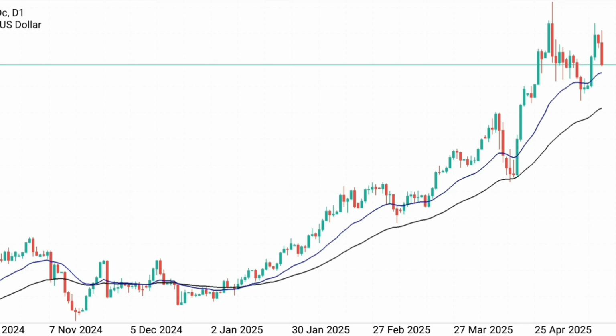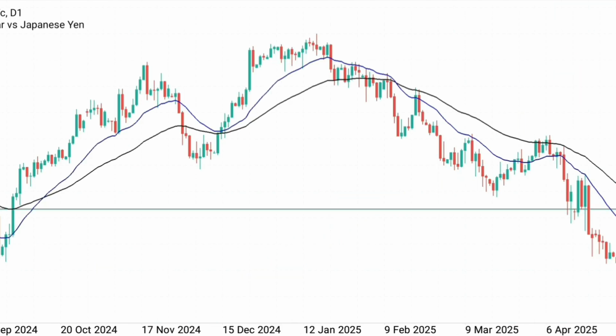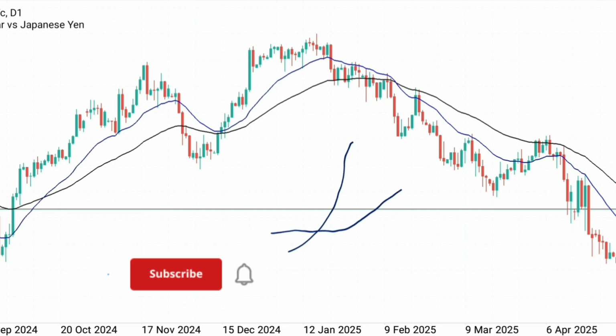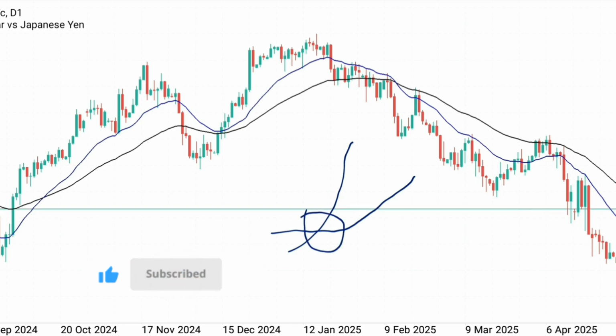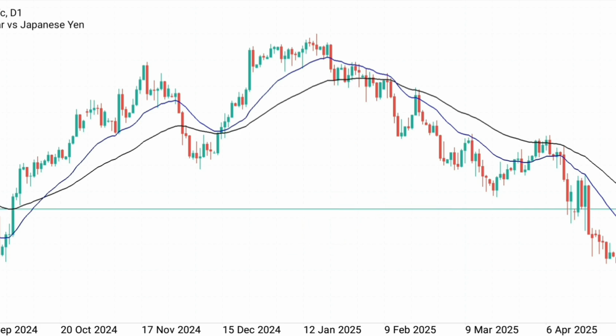another currency pair, maybe USDJPY. So this is USDJPY on the 1-day time frame. Remember, when a short-term moving average crosses above the long-term moving average, it means bullish. That is a bullish cross, and you can also call it a golden cross. But what if the short-term moving average crosses below the long-term moving average, like we have here?